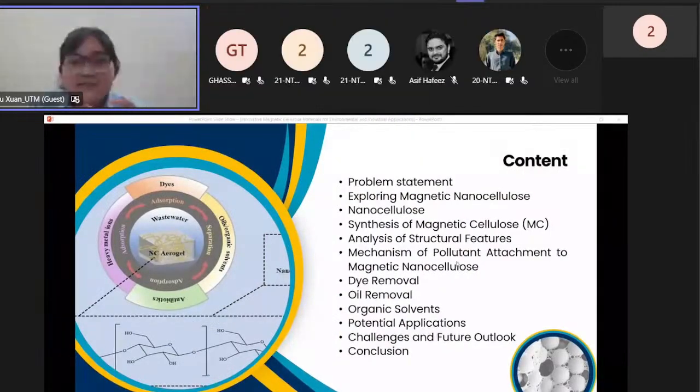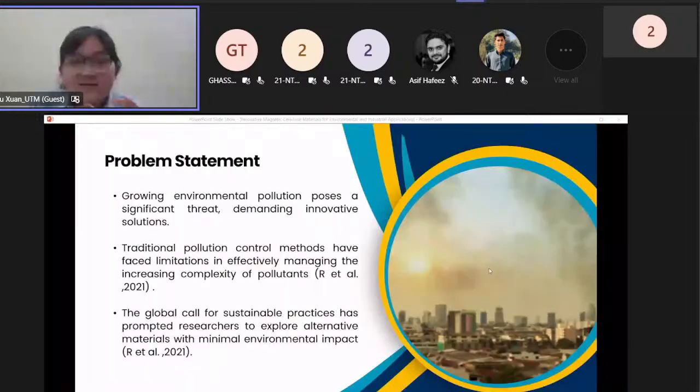So let's delve into the intricacy of this transformative material. As we embark on this scientific journey, let's first address a critical issue, the escalating threats of environmental pollution. Traditional pollution control methods are facing limitations in effectively managing the increasing complexity of pollutants. This challenge, coupled with the global call for sustainable practice, has spurred our investigation into alternative material that can minimize environmental impact. Our research served as a response to this urgent need for innovative solutions.